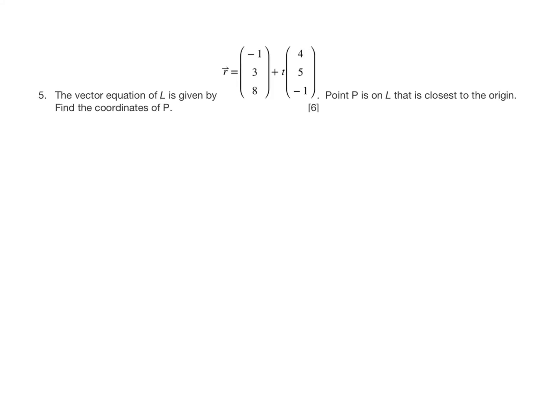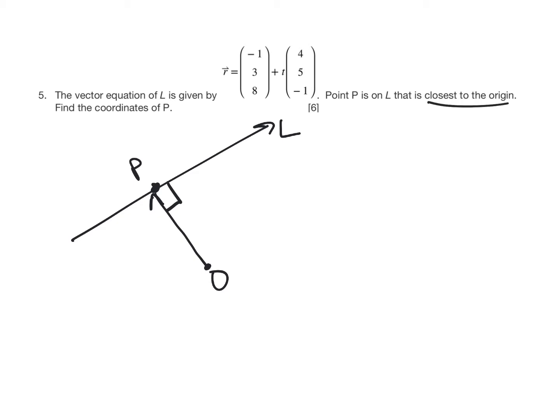Okay, in doing this problem here, it's highly important that we visualize what's going on. And so I'm going to make a vector equation L. Here is L, and I know that point P is on L. And here's O, here's the origin. And point P is on L in such a way so that OP is perpendicular, because that will ensure that it's closest to the origin.